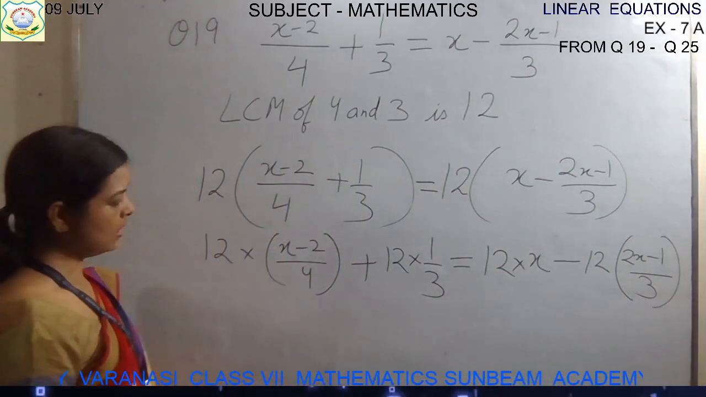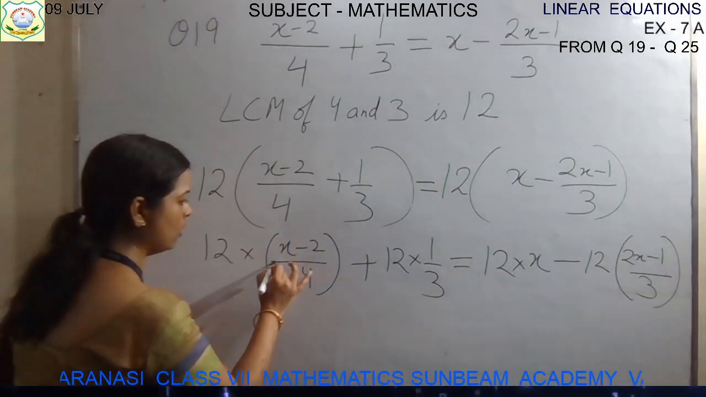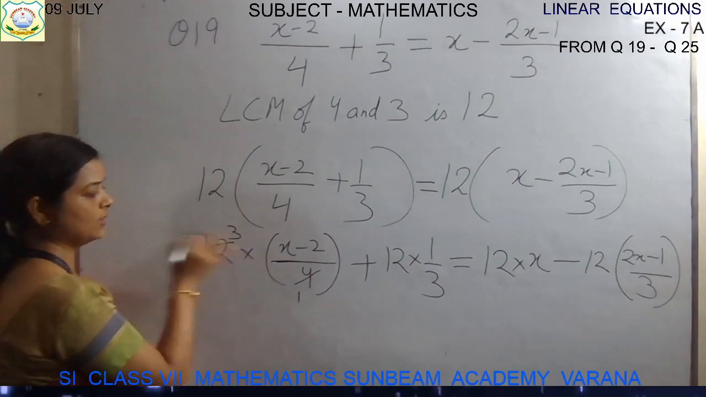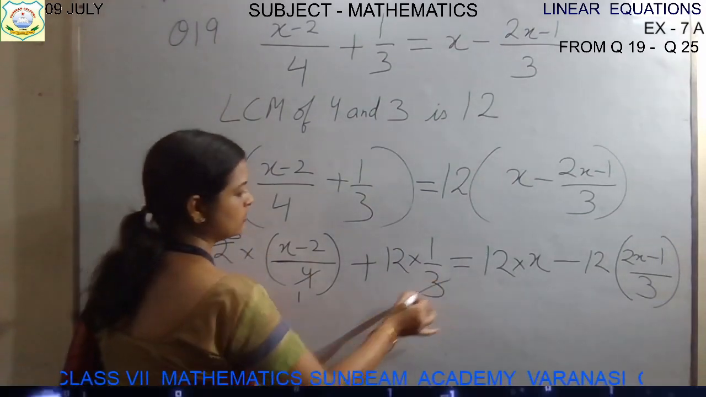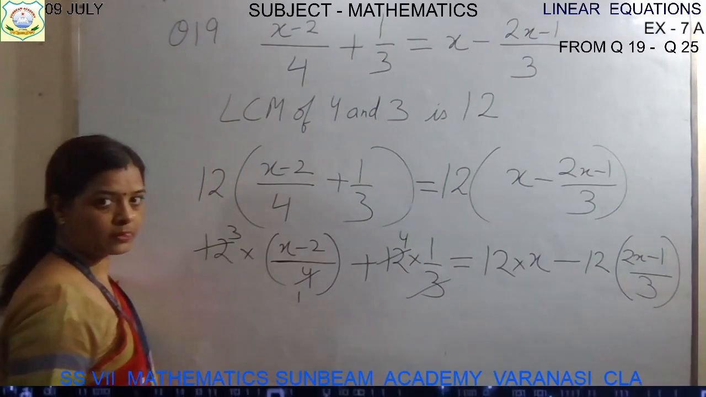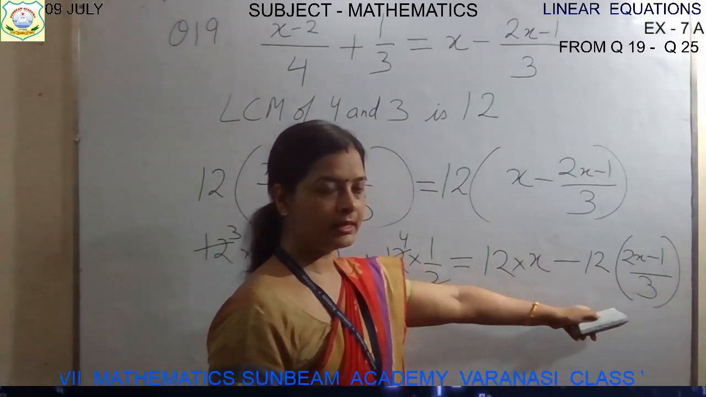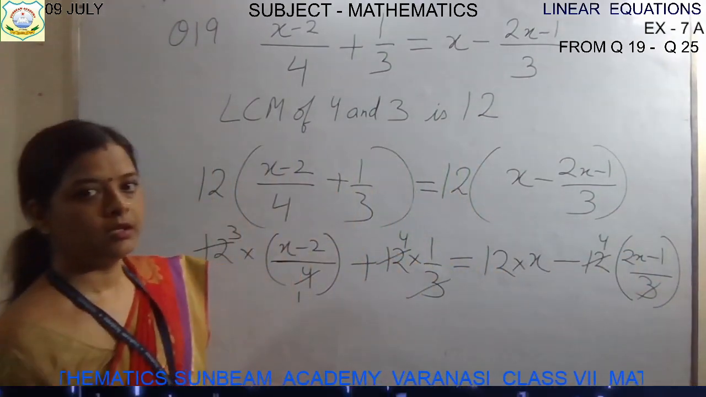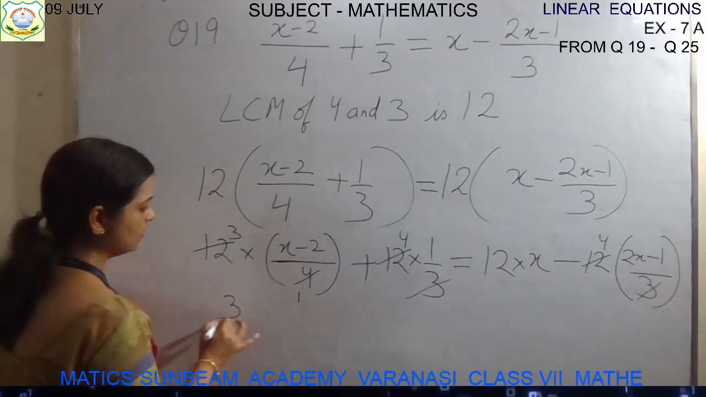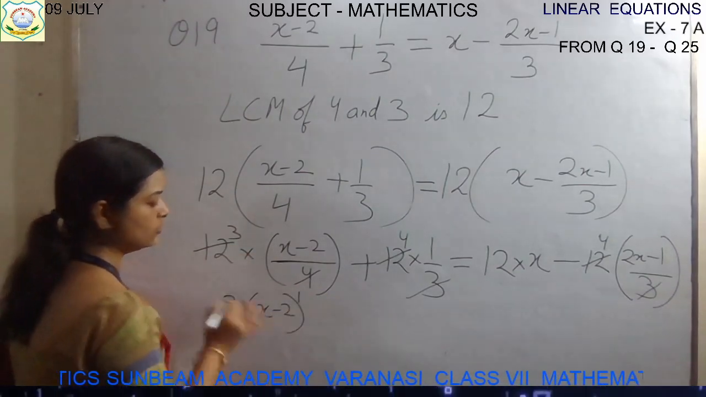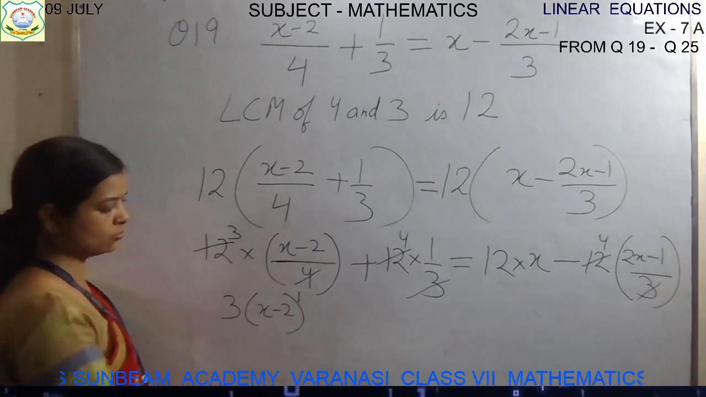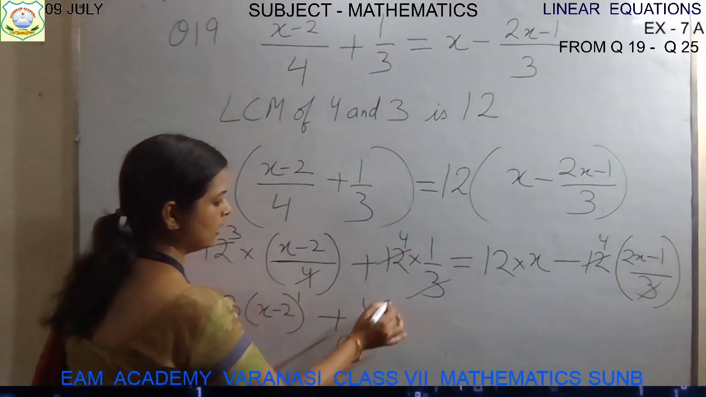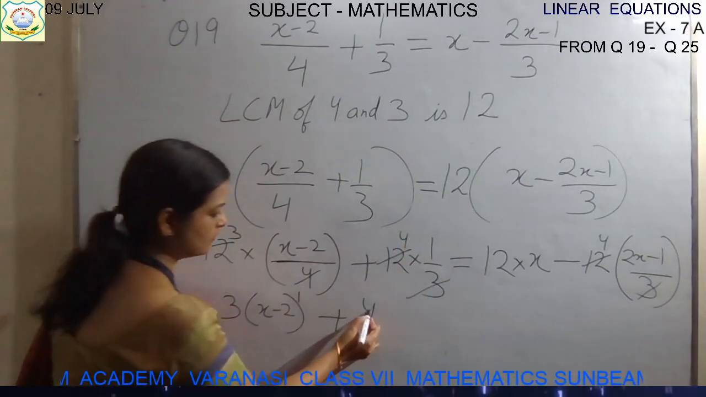Now we can solve because it is whole upon 4, so we can cut this and simplify. 4 ones are 4 and 4 threes are 12, so 3 will be left. Here 3 fours are 12, so 4 will be left. And in that case also it is whole upon 3, that's why 3 fours are 12. Now when you solve it, it will be 3 in a bracket (x minus 2). No denominator is left. Plus 4 ones are 4, and you can see the denominator is not left.